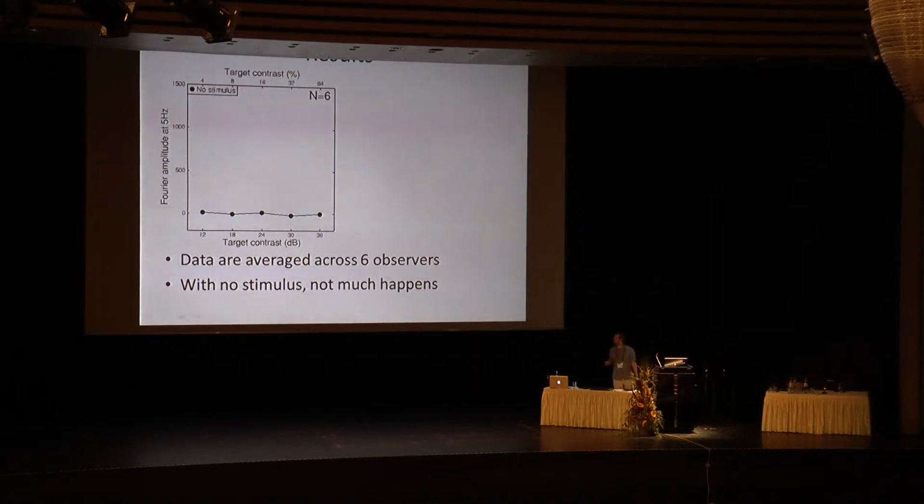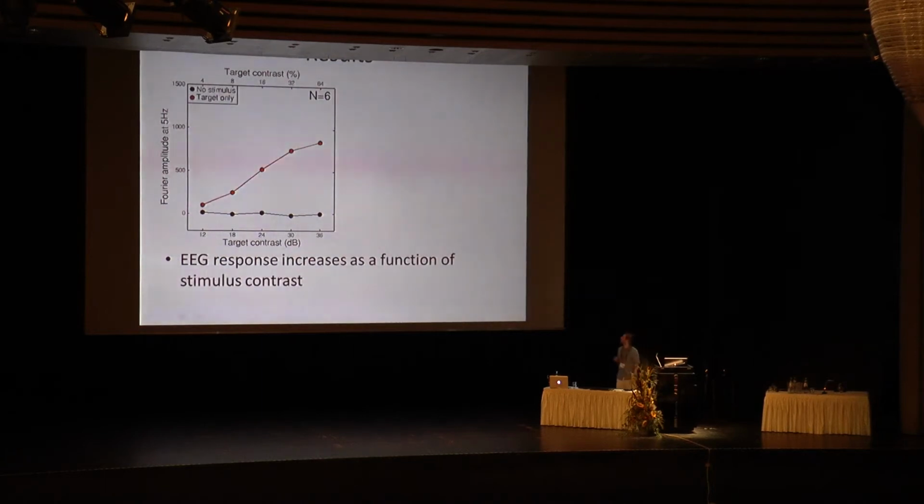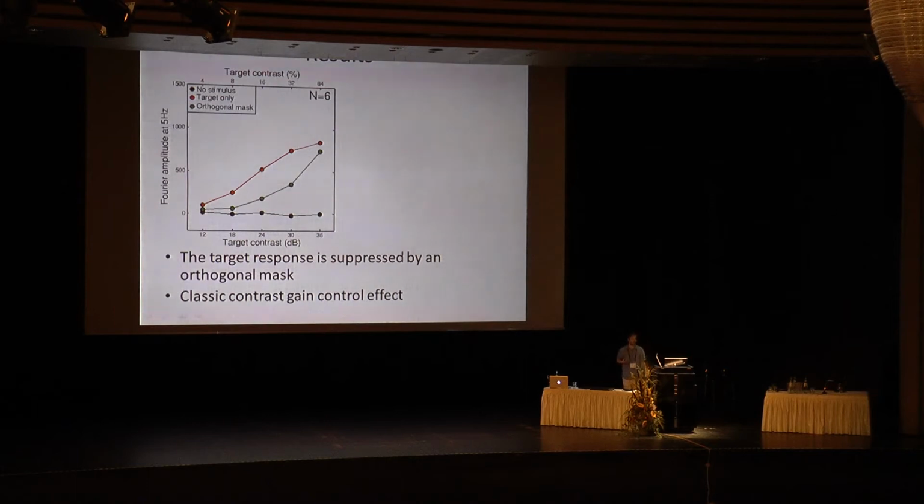As we increase the target contrast going on the x-axis, we get a very nice contrast response function. So this here is just the Fourier amplitude at the target flicker frequency coming straight out of the Fourier transform of the EEG signal. So that's exactly what we'd expect to see. It's very, very nice. When we add an orthogonal mask to our target, so it's a fixed contrast orthogonal mask, we see a very straightforward gain control type effect. So we see a rightward shift in the contrast response function, and this is very similar to the sorts of things neurophysiologists have been reporting for about 20 years or so, so these classic contrast gain control effects.